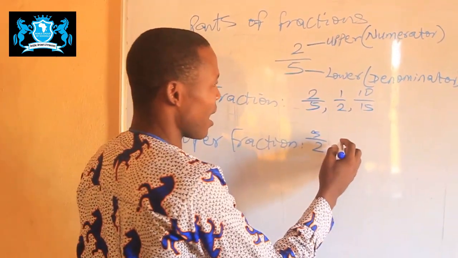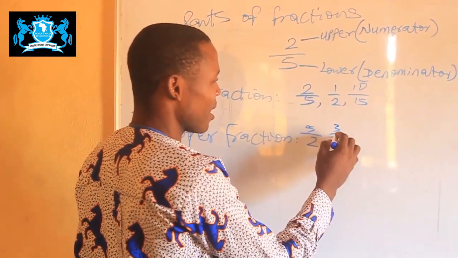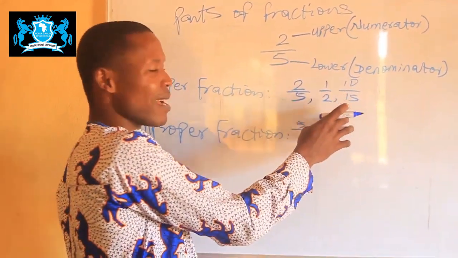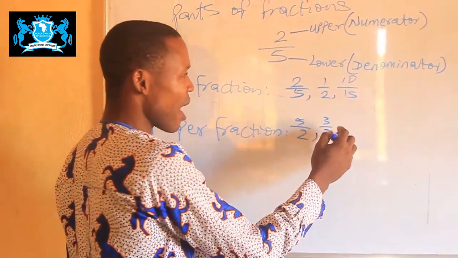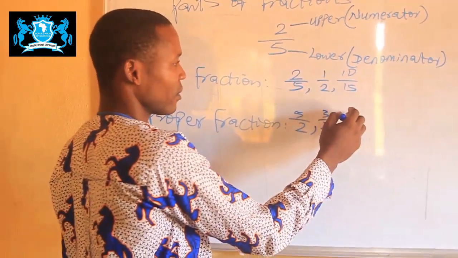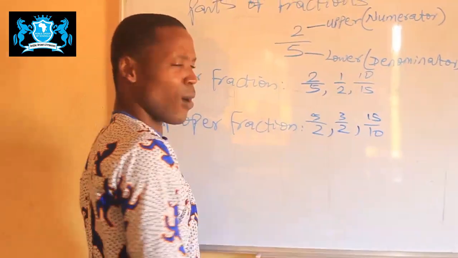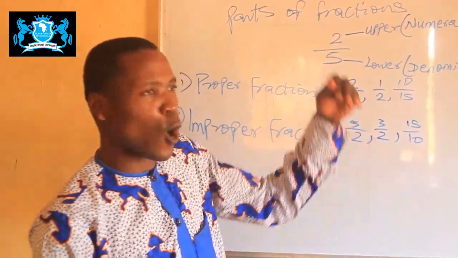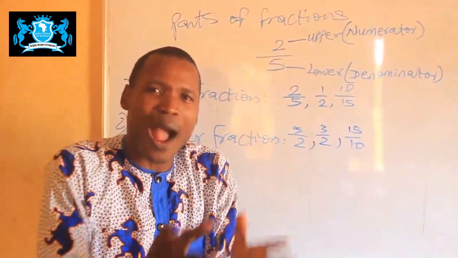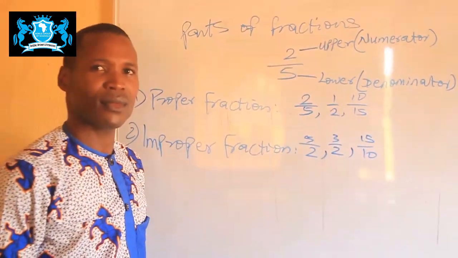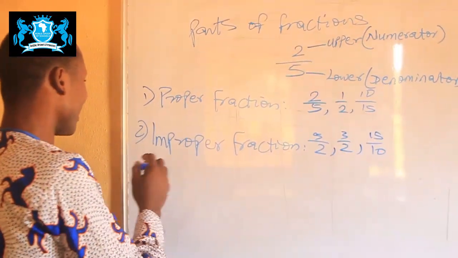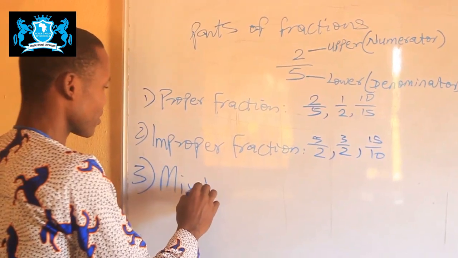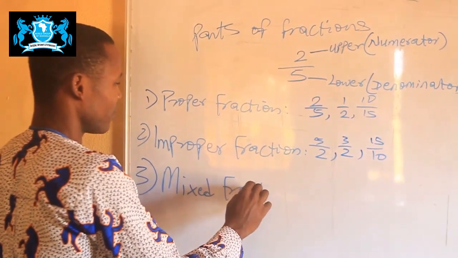If we have something like 3/2, it's improper because the numerator is bigger than the denominator. If you have something like 15/10, all these things are improper fractions because the one up is bigger than the one under. Let's now come to the third type of fraction called mixed fraction.